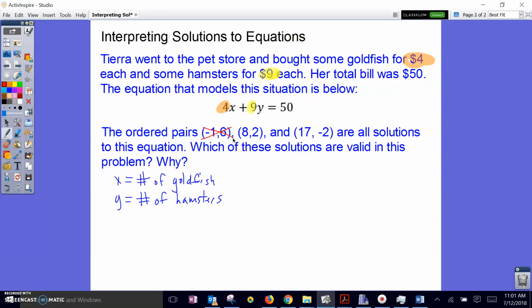The next ordered pair, (8, 2): she would buy 8 goldfish and 2 hamsters. That seems reasonable. And then the next ordered pair, (17, -2): she would buy 17 goldfish and -2 hamsters. Again, just like we couldn't buy a negative number of goldfish, we can't buy a negative number of hamsters. And so that wouldn't be a valid solution. And so for all practical purposes, (8, 2) is the only solution that's valid in this problem. And why? Because she can't buy a negative number of either type of pet.